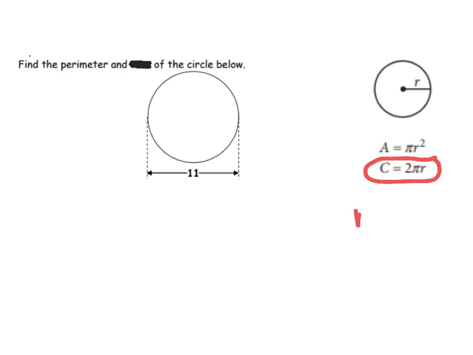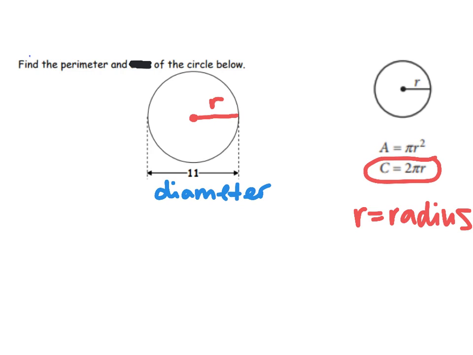r is the radius of a circle, and the radius is from the center of the circle to the edge. That's the radius. What they gave us here, this 11, is actually the diameter. The diameter goes through the center of the circle, but it's the whole distance from one side to the other side. So in order for us to use this formula, we need to find the radius.